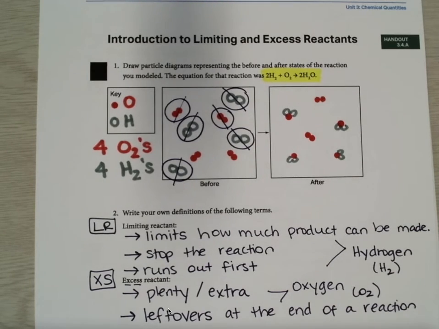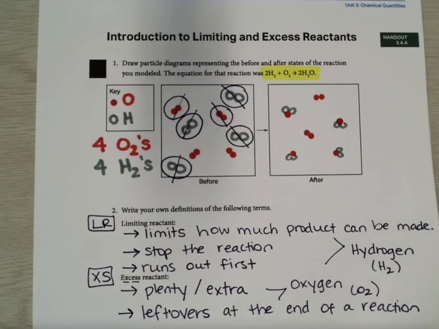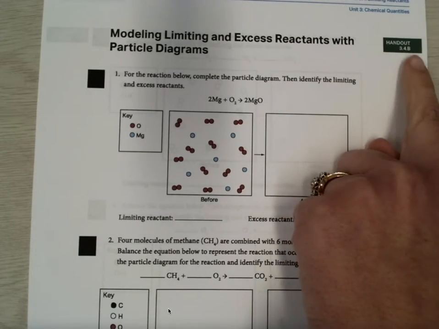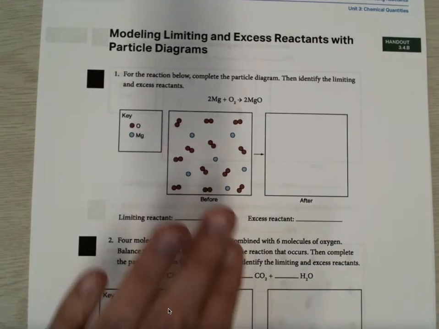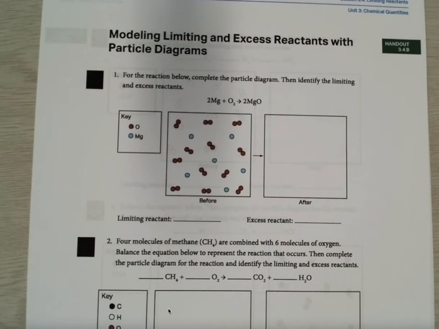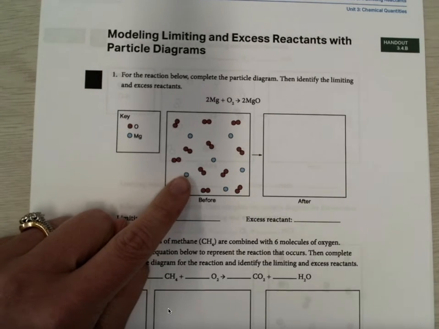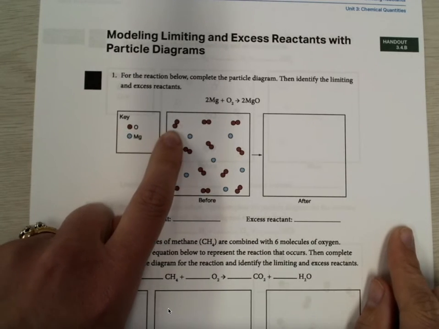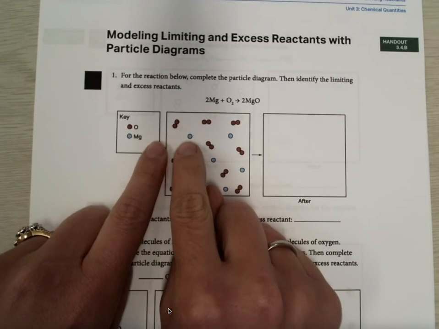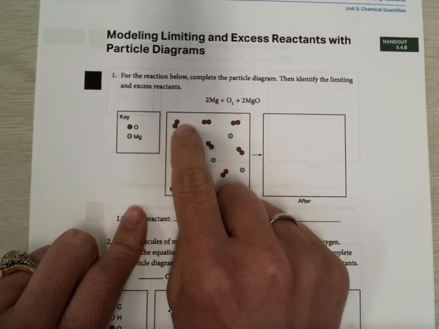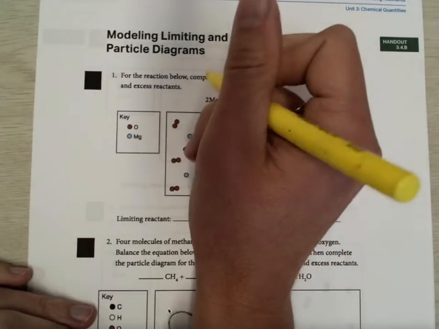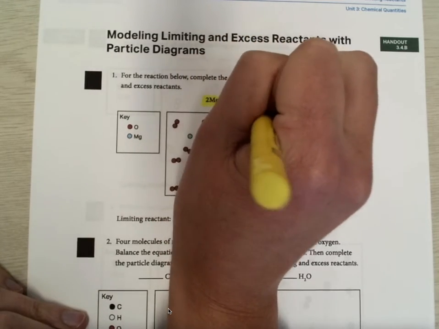Okay, so as we continue in this fun activity, the next page is handout 3.4B, and I'm going to work out these first two examples. The next three will be for you. Okay? So in this example, we've got blue for magnesium, and red is still oxygen. We see that magnesium is not diatomic, but oxygen is. And every reaction comes with a balanced chemical equation.